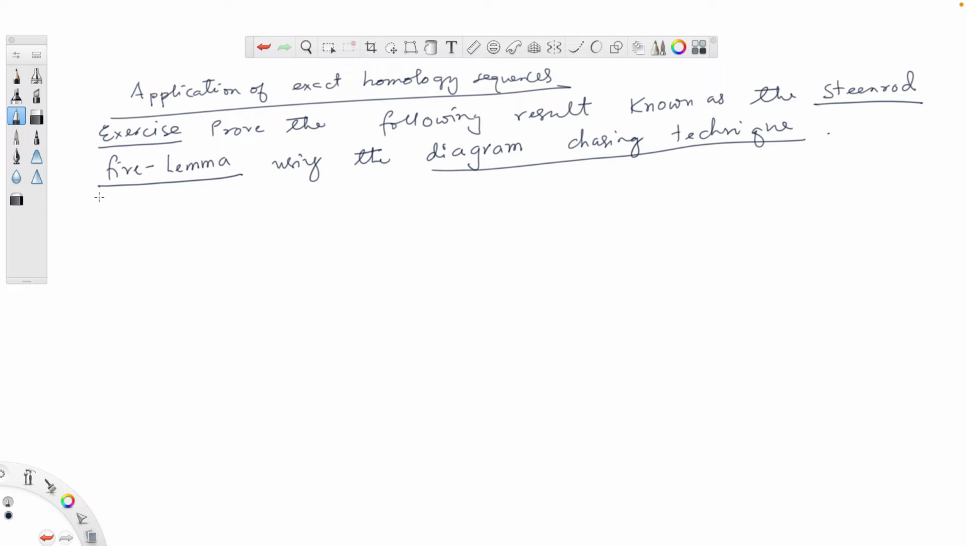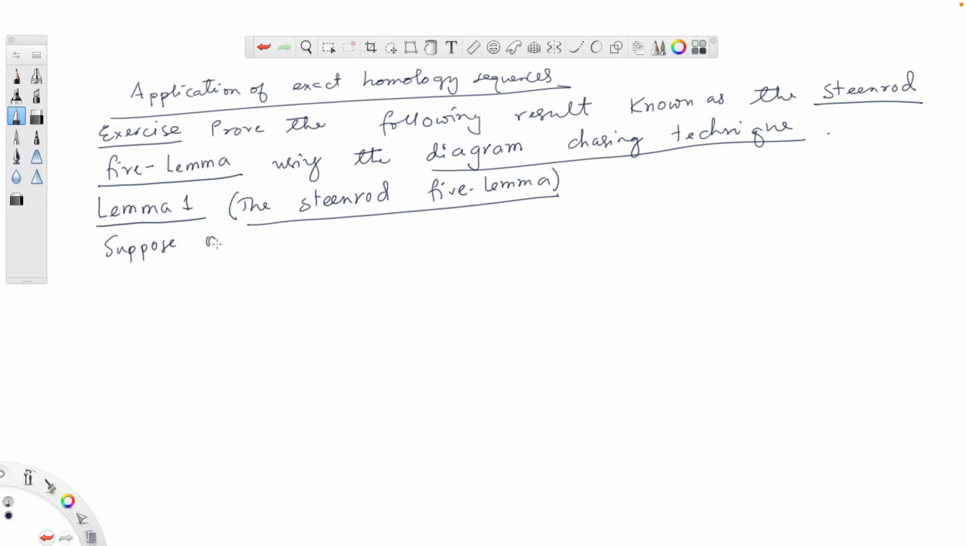Okay, so let me state this result. I'm not going to prove it, it's left as an exercise. Lemma 1, the Steenrod 5 lemma, it's a useful one. We'll see its use in this lecture. Suppose one is given the following commutative diagram of abelian groups and group homomorphisms.